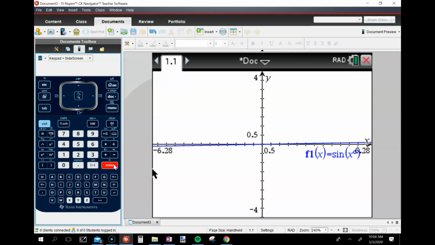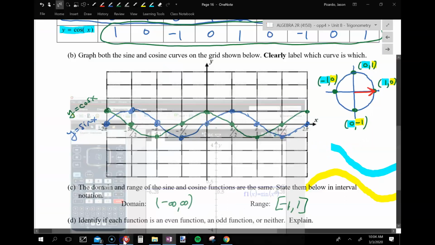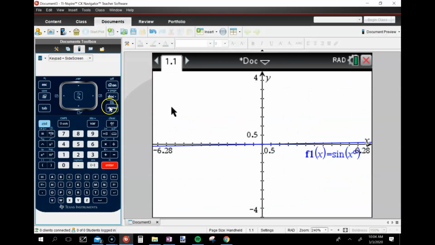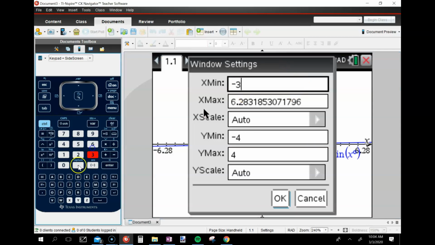Because if I change the conversation to go in degrees, then what does negative 2 pi become? Negative 360. Because what's pi equal to? 180. What does 2 pi become? 360. So if I want to start getting into degrees, then I got to make sure that I'm in degrees.